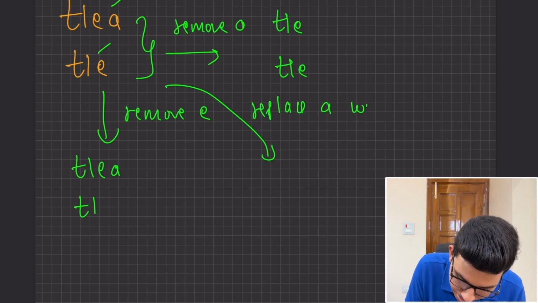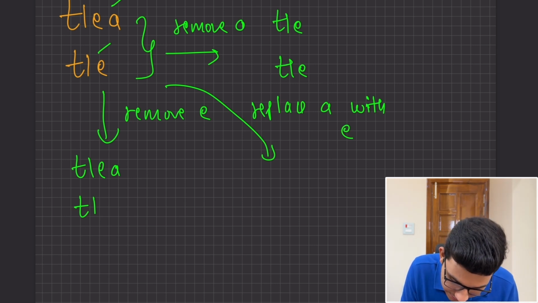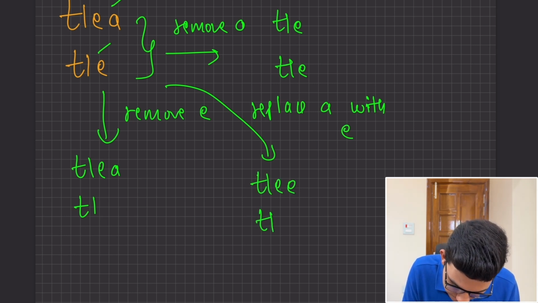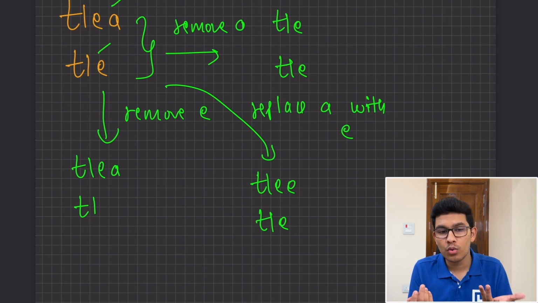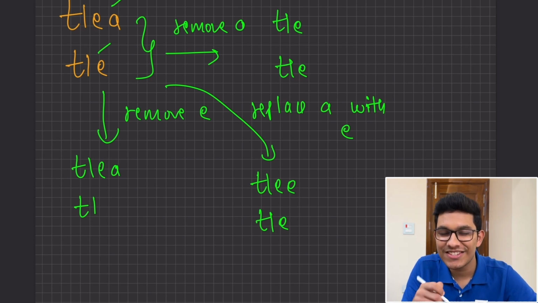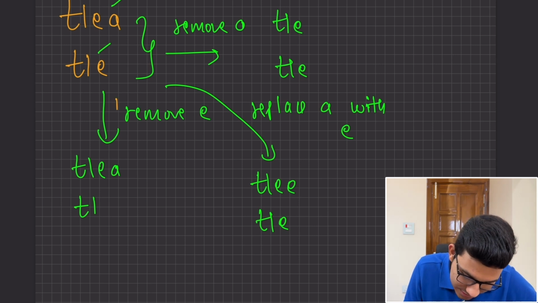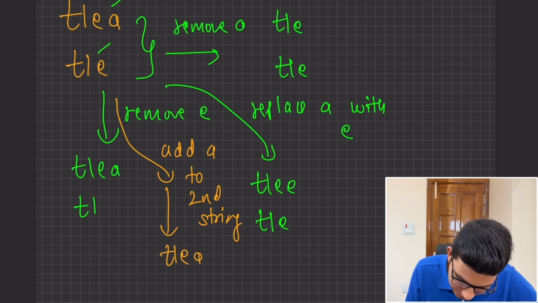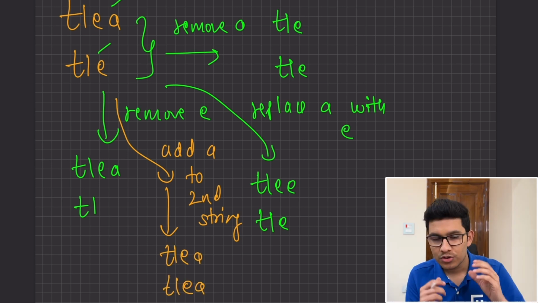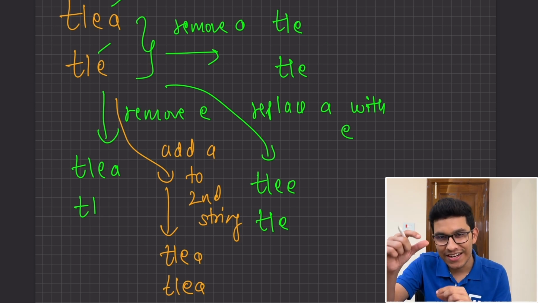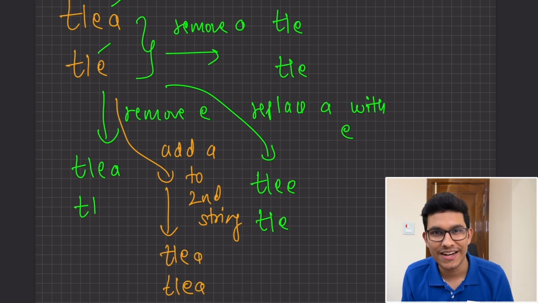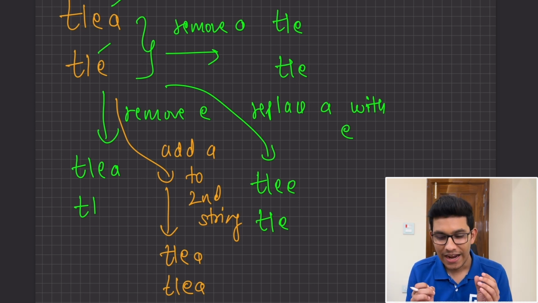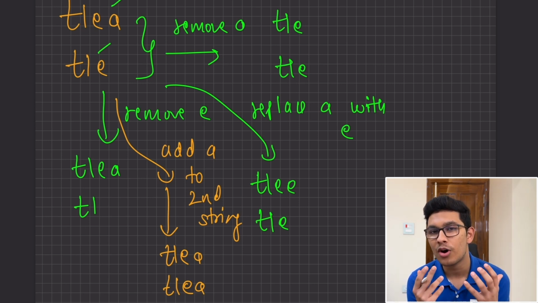Replace A with E. In this case, you will get TLEE and you will get TLE. Or you could add a character in the second string. So one more thing that you could do is add A to the second string. In this case, you will get TLEA and TLEA. So essentially, if you just look at the last character from the first string and the second string, there are so many possibilities out there. You could do so much with it, and you don't really know which of them is going to give you the optimal answer.